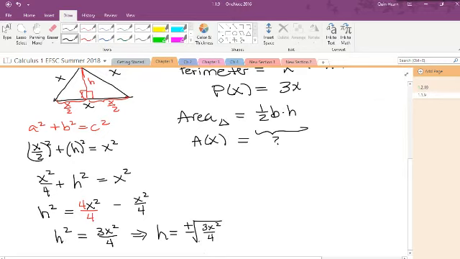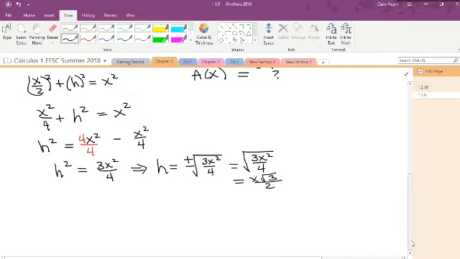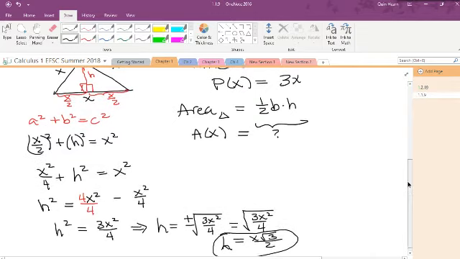Now, of course, since we're talking about a height, we're only going to use the positive version, so it's going to be the positive square root of 3x squared over 4. And we should simplify that a bit. So this is going to be x times the square root of 3 over 2 if I take the square root of each part of that quotient and product. So this is our h, this is our height: x times the square root of 3 over 2, or root 3 over 2 times x.